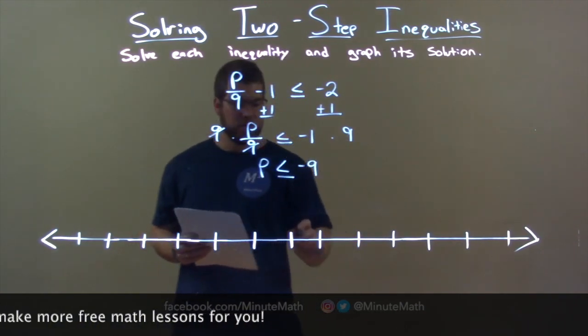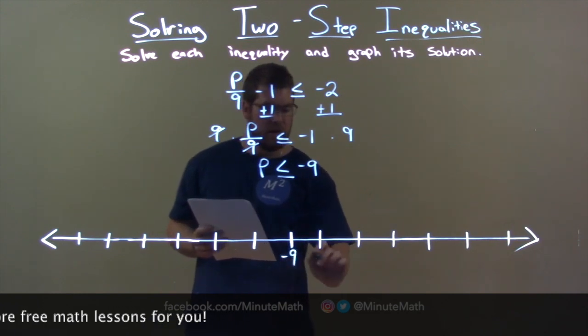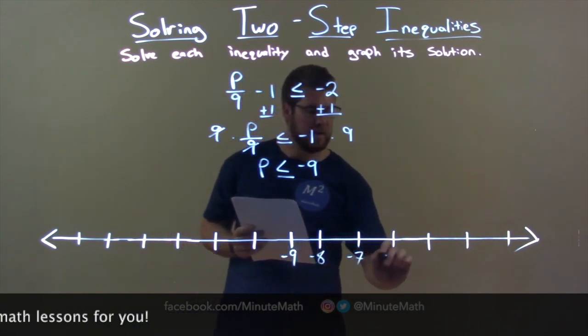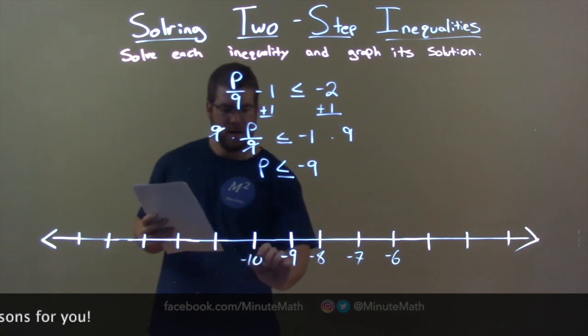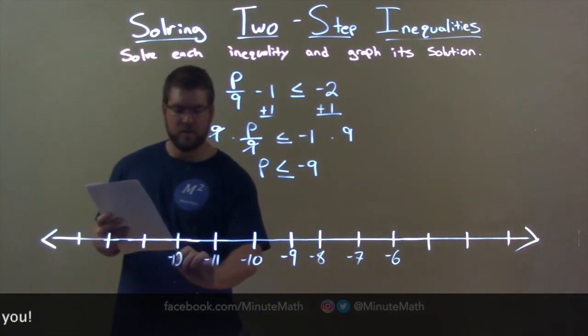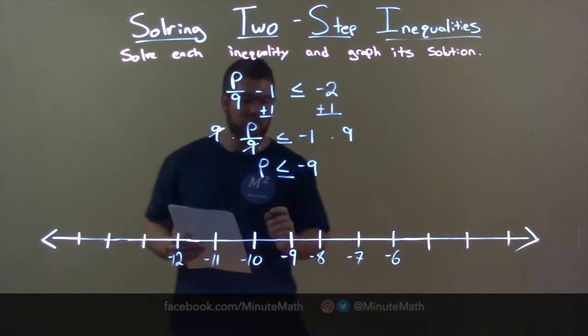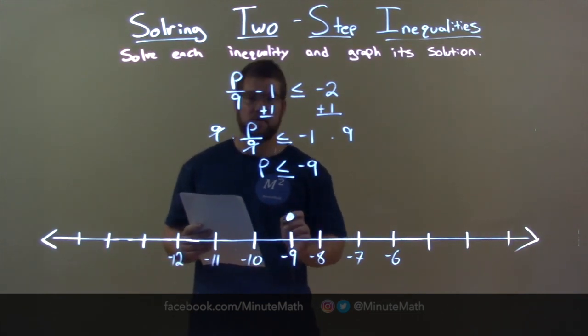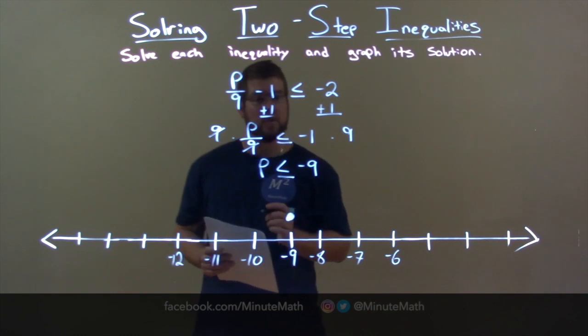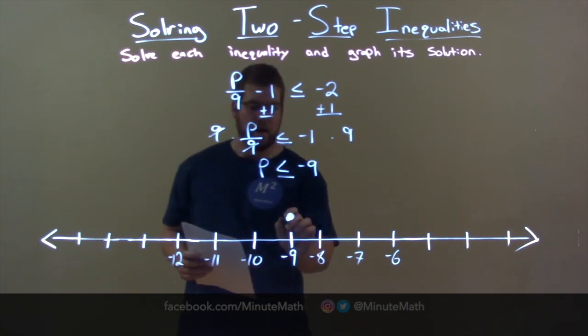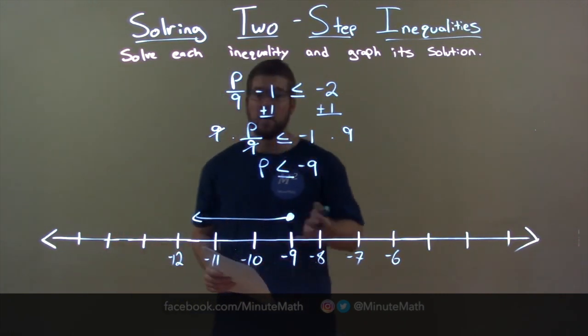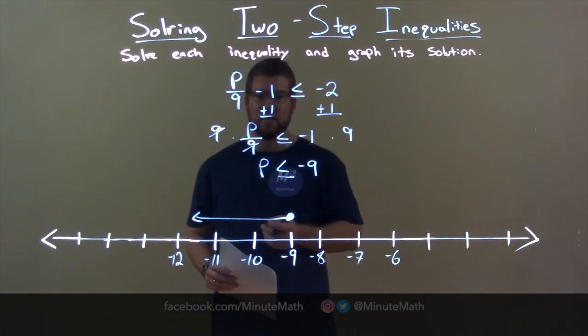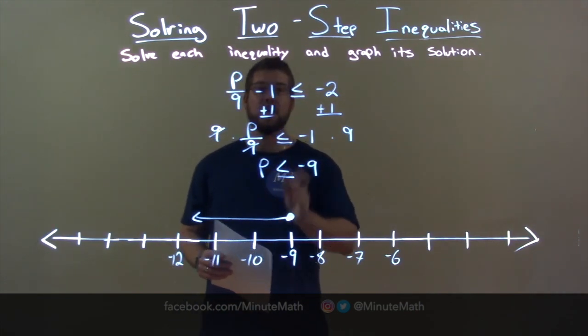So now let's graph this. We have negative 9 here, negative 8, negative 7, negative 6, and negative 10, negative 11, negative 12. We have a closed circle at negative 9 because p can equal negative 9, right? It tells us there, but p is also less than negative 9. So the arrow goes to the left. And there we have it. Our graph matches our final answer. p is less than or equal to negative 9.